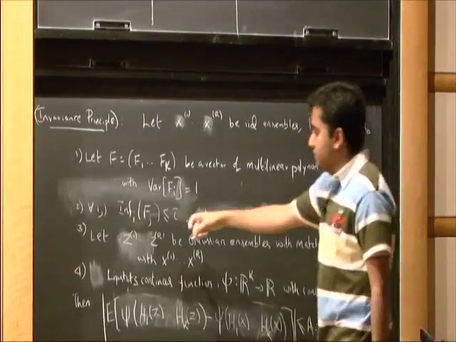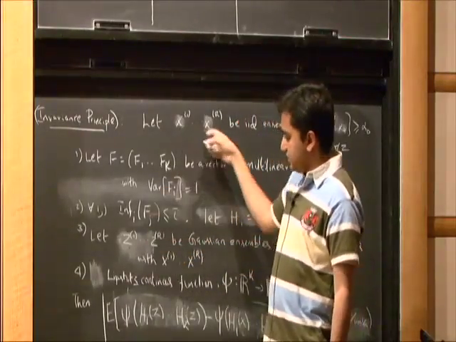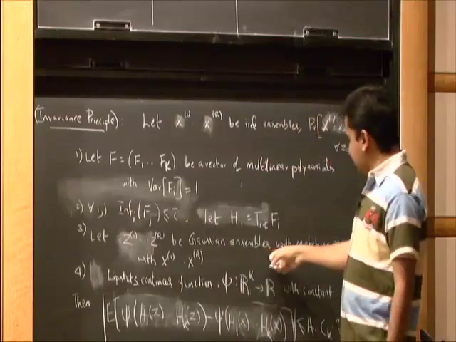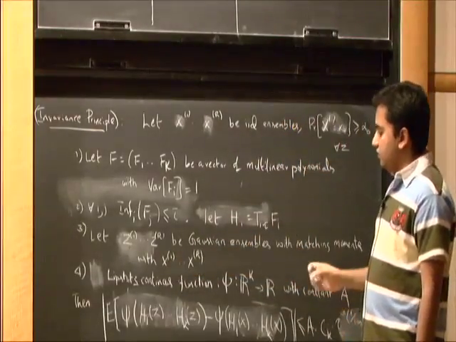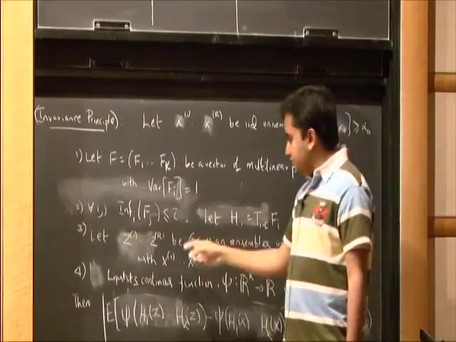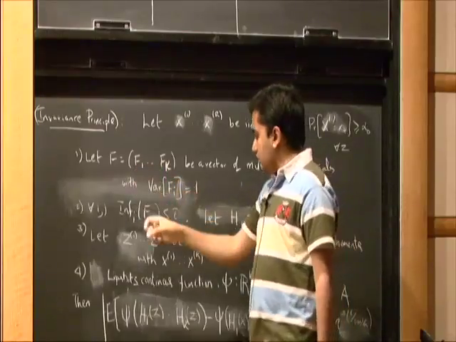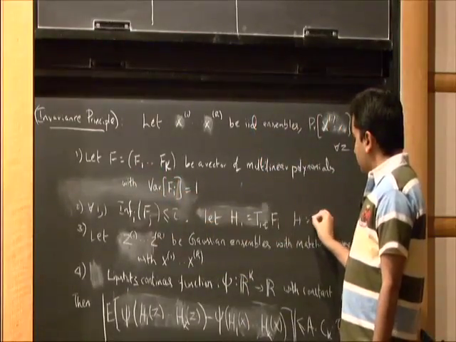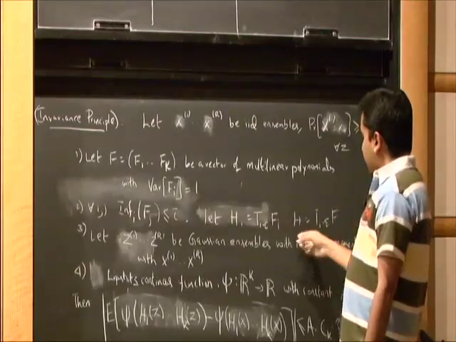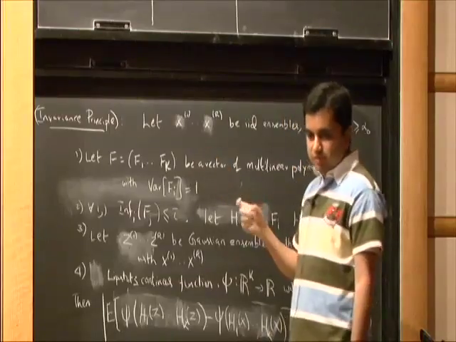So you have multilinear polynomials with low influence. Suppose you have a set of Gaussian random variables with the same k cross r matrix, with the same matching moments, the first two moments match. Then when you apply f, so h is T_{1-epsilon} f, if I apply h of z or h of x, the distribution looks the same.